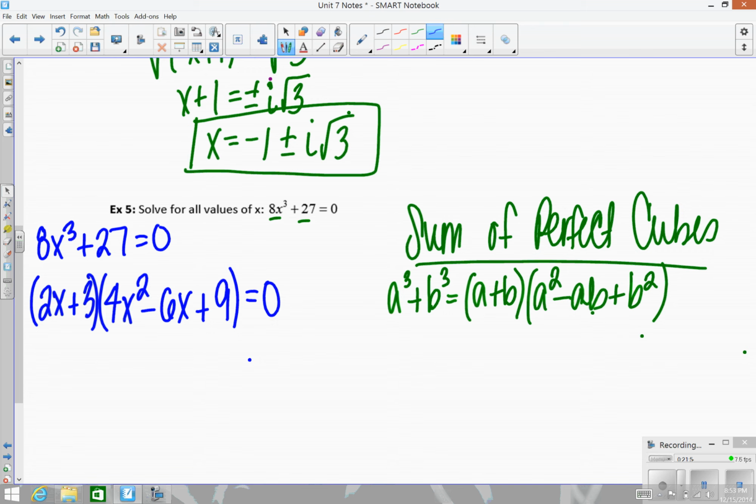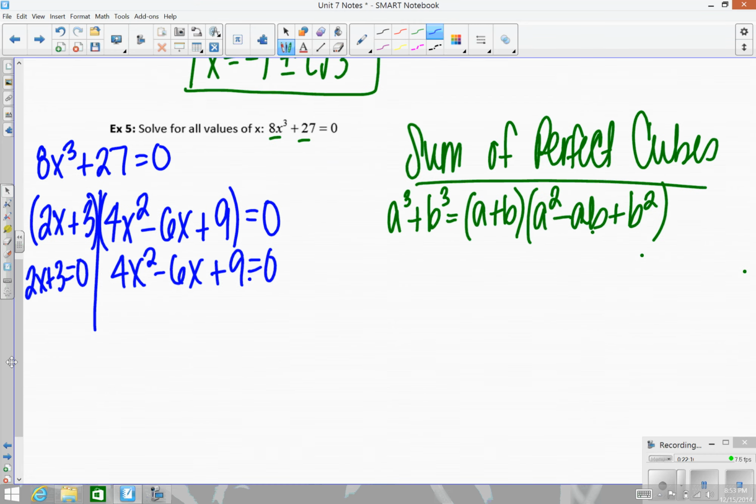So then what you're going to do is set each piece equal to 0. So we have 2x plus 3 equals 0, and we have 4x squared minus 6x plus 9 equals 0. And then you solve these both for x. Because this was something raised to the third power, there should be three solutions. There's one solution over here, so 2x equals negative 3. Divide both sides by 2, we get negative 3 over 2. So there's one solution, and I should be getting two other solutions from this quadratic.